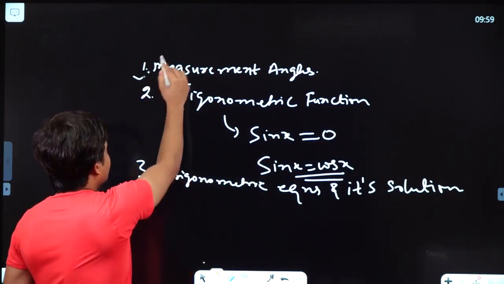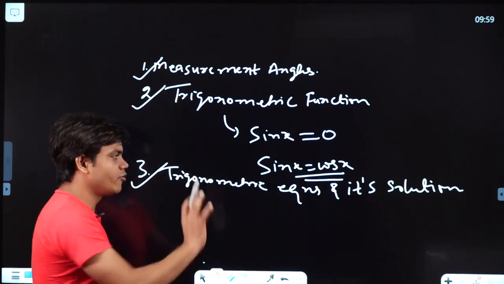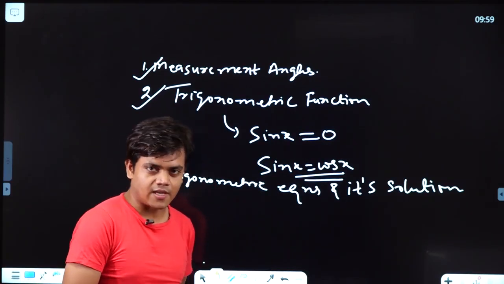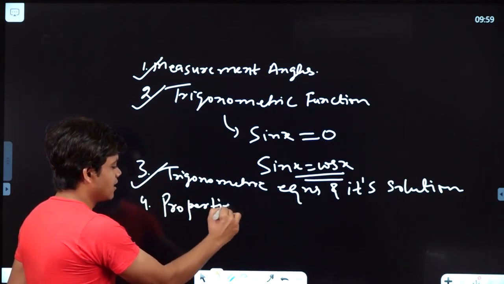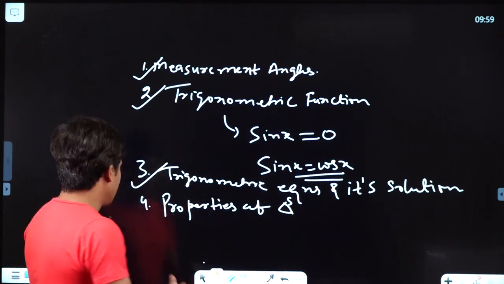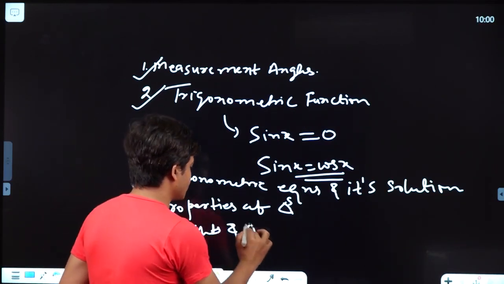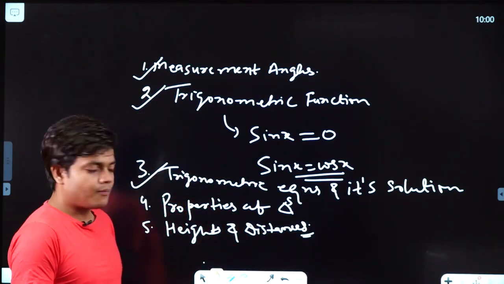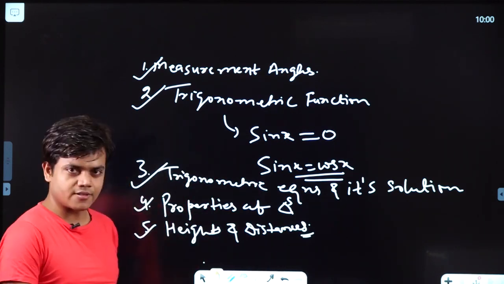So in 11th, we will start with measurement of angles, thereafter trigonometric functions, thereafter trigonometric equations and their solution. Certainly, we will discuss general solution and particular solution as well. Thereafter, properties of triangles will be discussed. This is also a very interesting chapter. And one more chapter, heights and distances, which is related to solving general life problems by using trigonometry. It is a really interesting chapter.